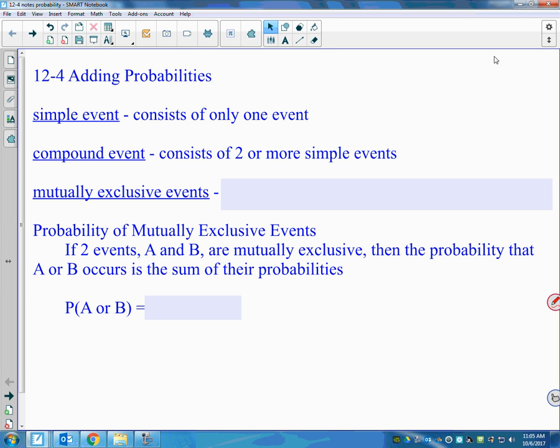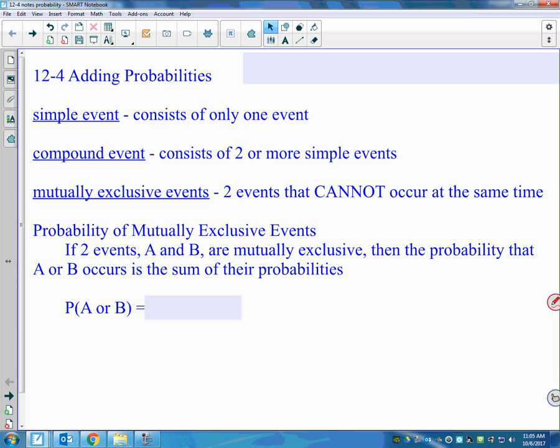And so in multiplying, we talk about independent versus dependent events. Well, in adding, we talk about mutually exclusive events. A mutually exclusive event is two events that cannot happen at the same time. So I'll show you some examples of that, and then we'll talk about what happens if they can happen at the same time.